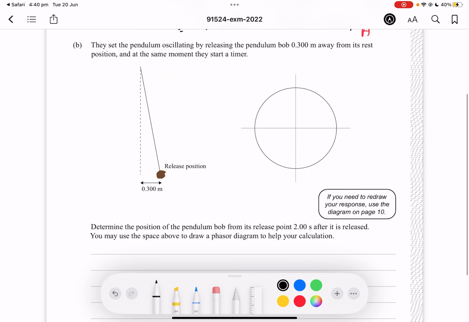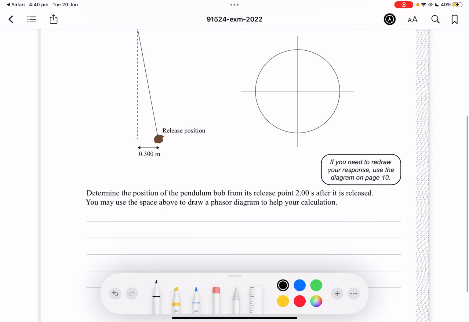So they set the pendulum oscillating by releasing the pendulum bob 0.3 meters away from the rest position. At the same moment, they start a timer. Determine the position of the pendulum bob from its release point 2 seconds after it's released. Use the space above to draw a phasor diagram to help in your calculation.